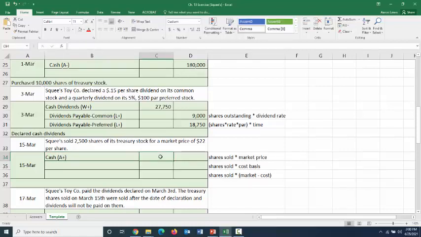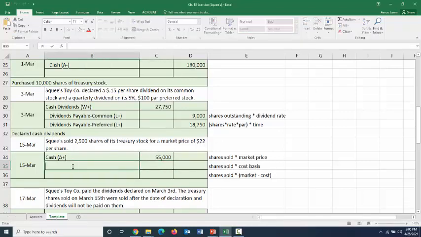And to figure out how much cash you're receiving, you take the number of shares of treasury that you're reselling to the public and multiply it by the market price you're selling it for at the time of sale. We're selling back 2,500 shares. The current market price is $22, which means the public is paying us $55,000 for this treasury stock when we sell it back to them.